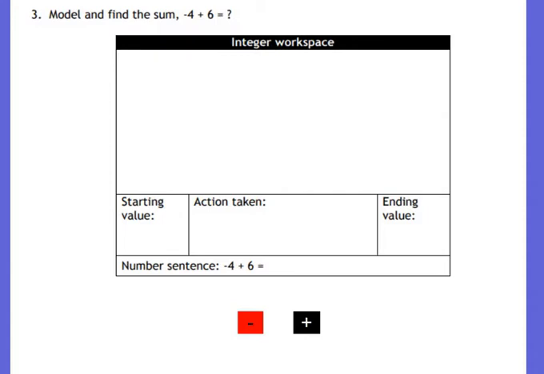I have the problem negative 4 plus 6. What number is starting that problem off? Negative 4. So I'm going to write negative 4 because that's my starting value. And I'm going to write 4 negatives in my working space. That's what's starting this problem off.